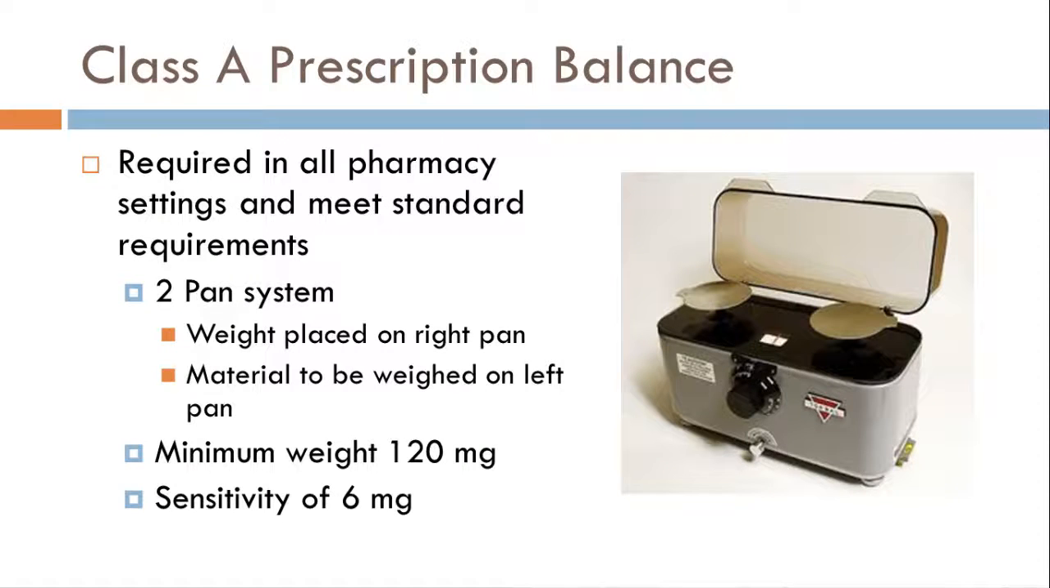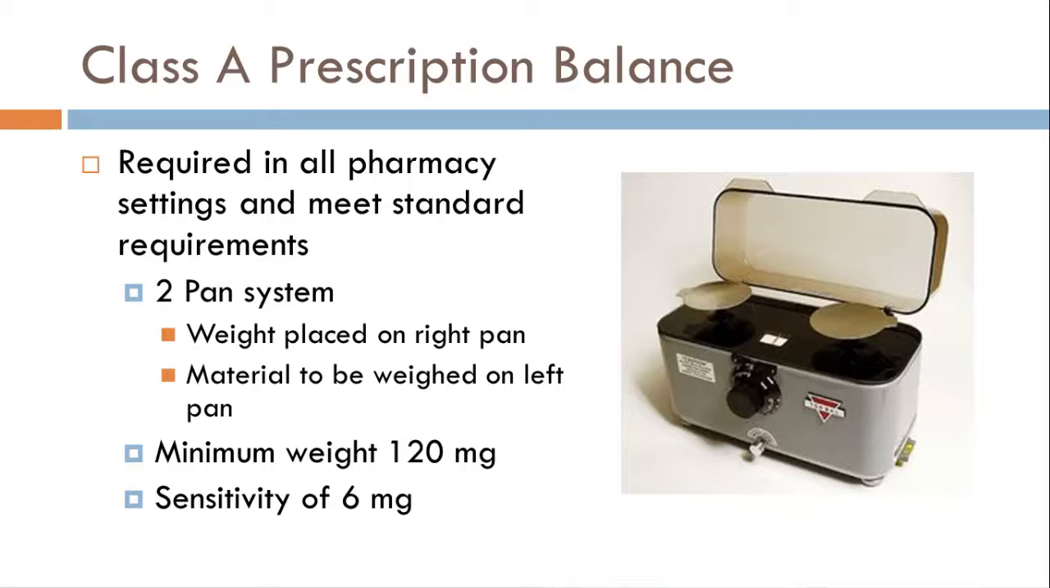So let's take a look at the Class A prescription balance. You can see the picture I have of it here. It's required in all pharmacy settings, and it must meet some standard requirements. When you look at it, you can see those two pans, and that's called the two-pan system. Weight is placed in the right pan, and they're little metal weights that you know exactly how much they weigh. Let's say 1 gram, you'll put in the right pan.